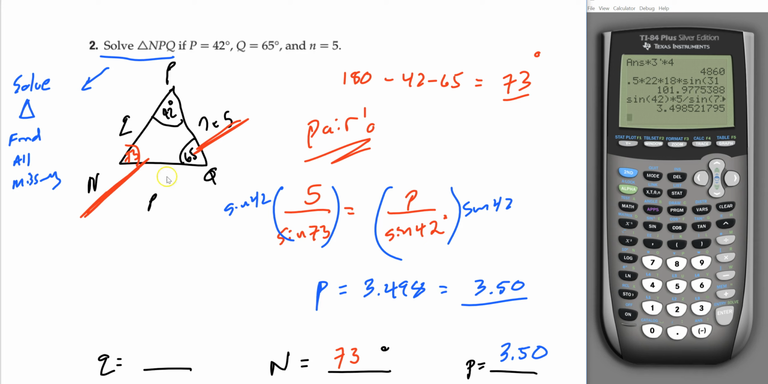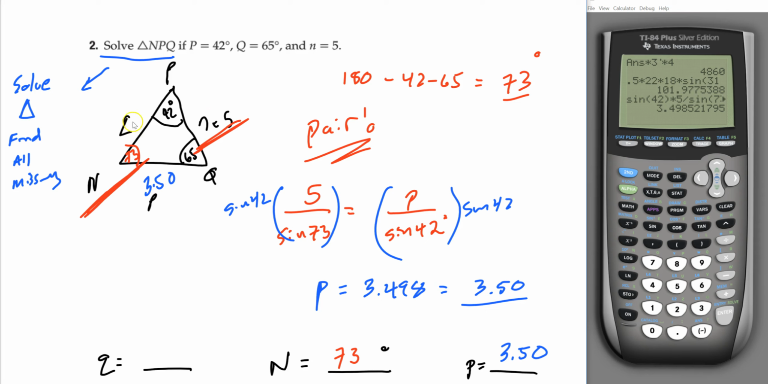I have one more side. Now some people might be tempted to do the Pythagorean theorem. It will not work here. This is not a right triangle, so get that out of your mind. SOHCAHTOA doesn't work. Pythagorean theorem doesn't work. I know it's a sad day. I love those things also. But we're doing a non-right triangle, so none of that stuff anymore.